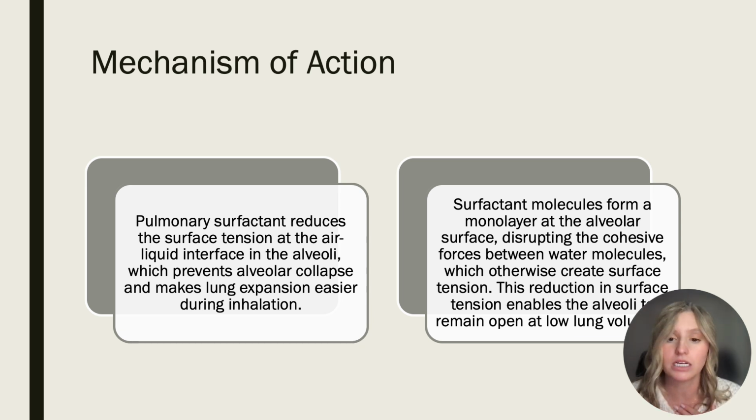This reduction in surface tension prevents the alveoli from collapsing during exhalation, and it makes it easier to expand the lungs during inhalation. So, for example, in a healthy adult, the surfactant ensures that the alveoli do not collapse at low lung volumes and remain open for gas exchange even during normal breathing.